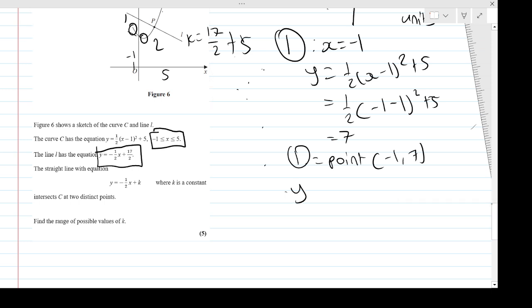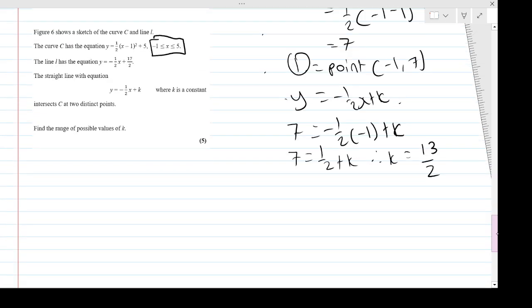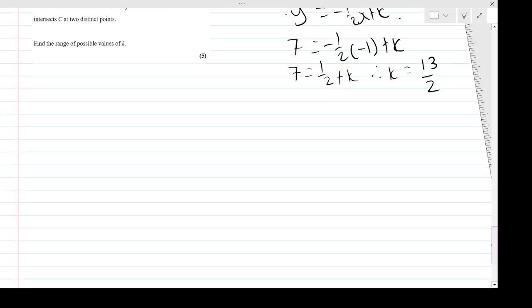Now we can find k, because if y is minus a half x plus k, then if we substitute that point in, 7 is going to be minus a half of minus 1 plus k. We can just solve that for k now. So 7 is, well, minus a half times minus 1 is just positive a half, plus k. Therefore, k, if you take away a half from both sides, 7 minus a half is 13 over 2. Okay, cool. So that's the k value at the point 1. What about the point 2?